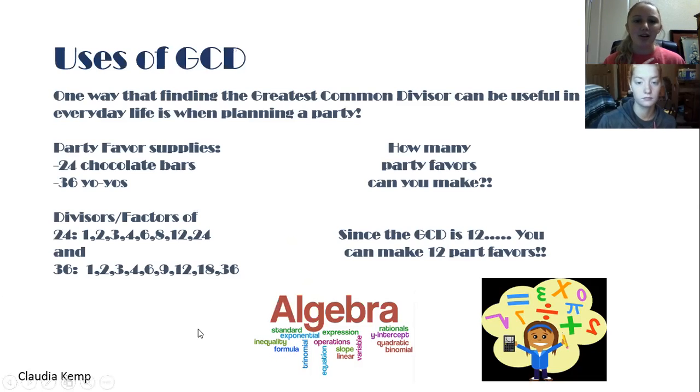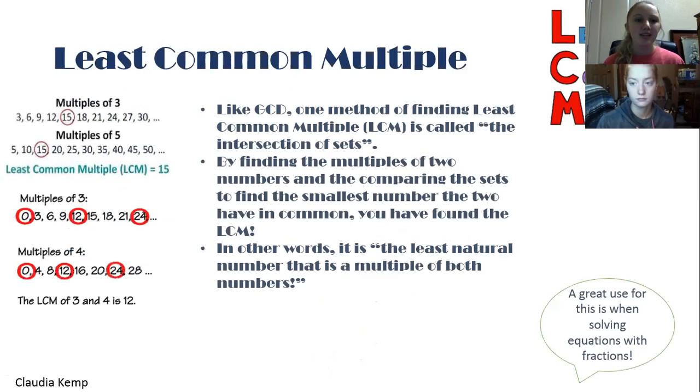Another reason to learn greatest common divisor is in further algebra in your math. You will use it a lot going forward in math. Another method for finding commonalities between numbers is least common multiple. Like greatest common divisor, one method of finding the least common multiple, or LCM, is called the intersection of sets.